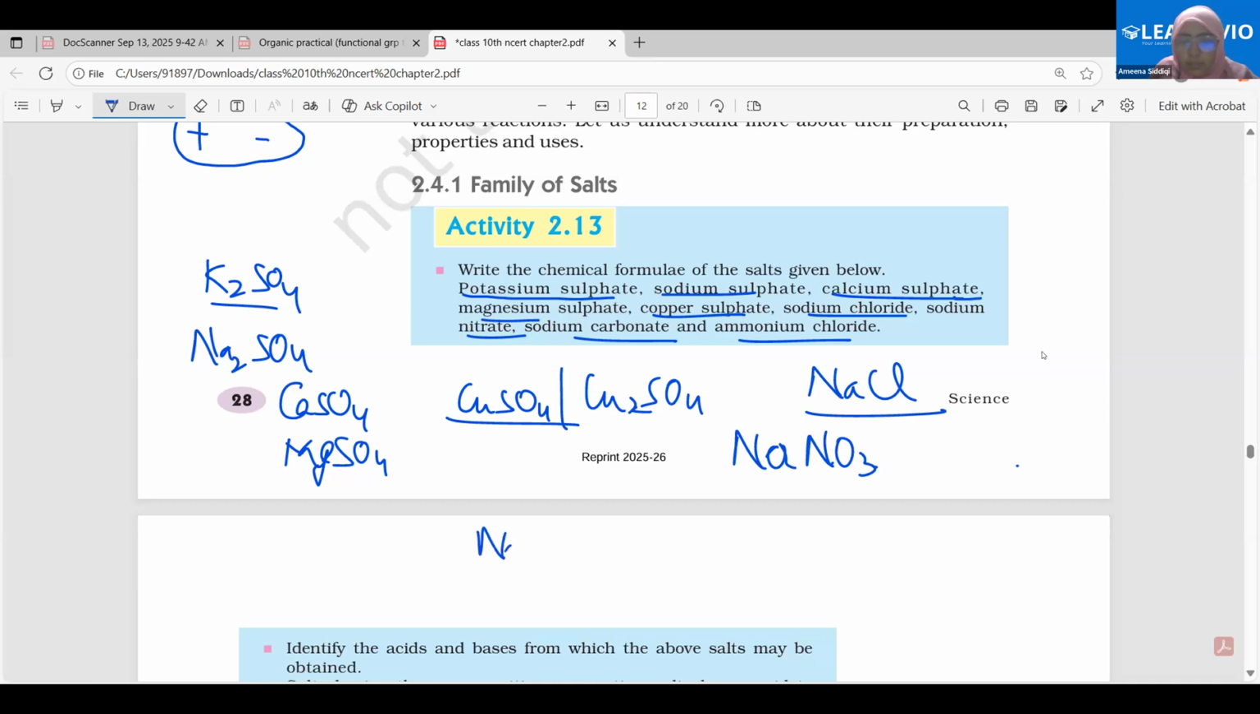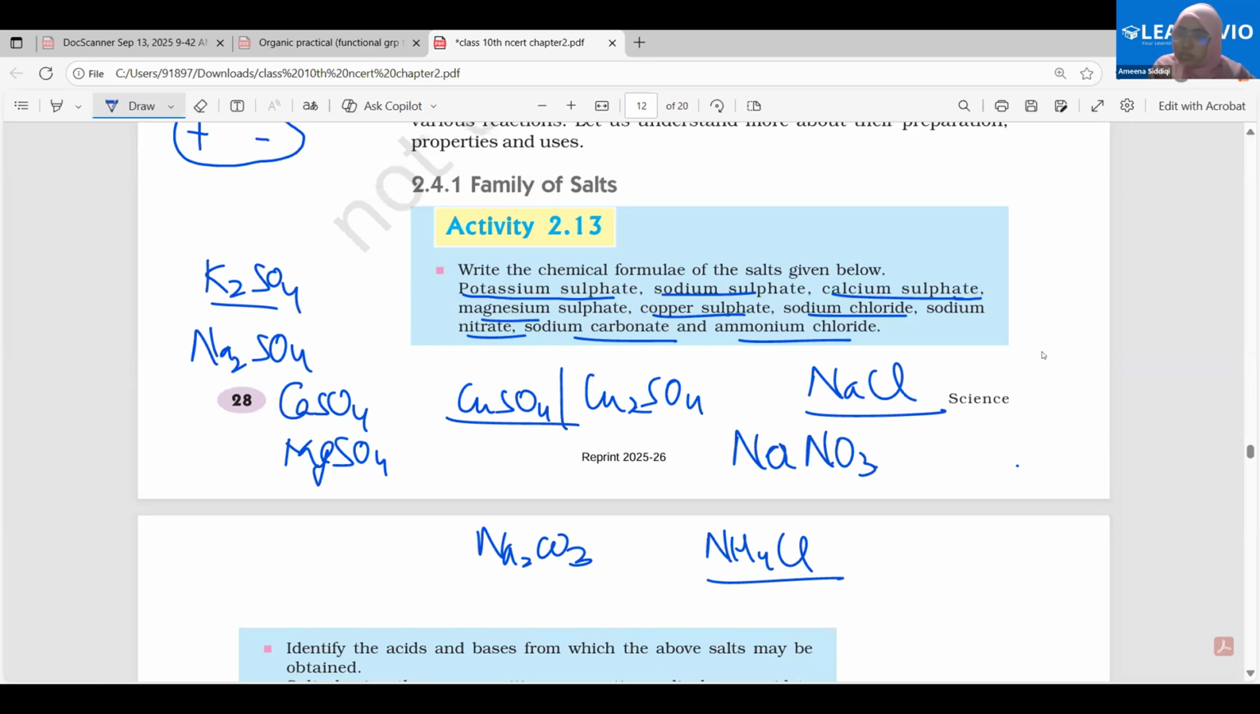Sodium carbonate, Na2CO3. Excellent. Aluminum chloride, ammonium chloride. Important. NH4Cl. Okay. Now these are some of the examples of the salts.